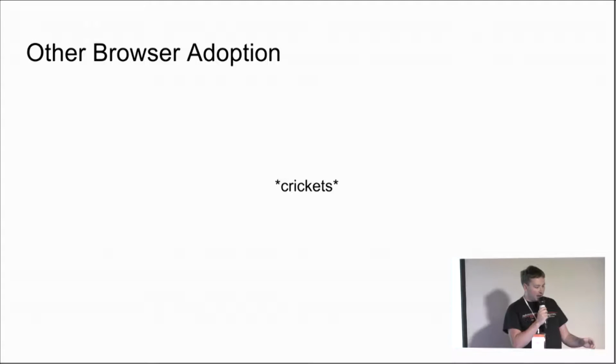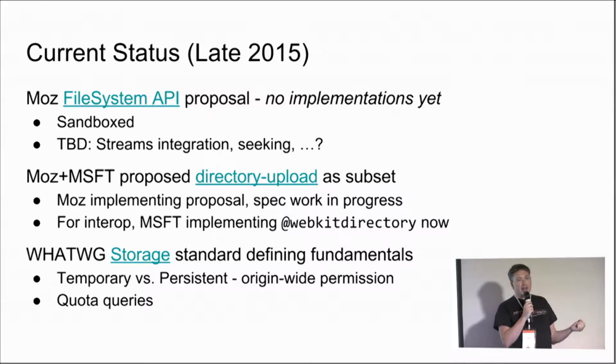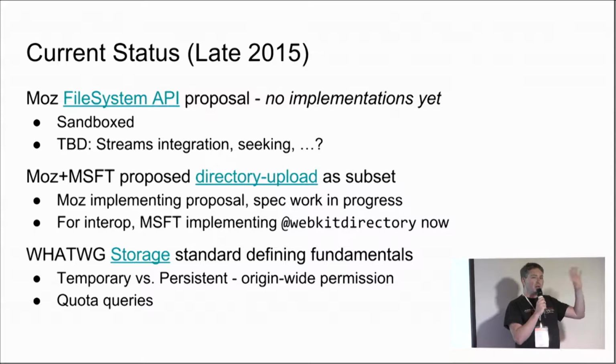So what's the current status? Well, it's still pretty grim. Mozilla has an alternate file system API proposal. It's much cleaner than what was in Chrome. It's more modern, but there are no implementations of it yet. It does support sandboxed file systems, but it's missing things like integration with streaming. One of the higher priority use cases is that directory upload case. So Mozilla and Microsoft carved off part of the spec as a directory upload standard. Mozilla started implementing it. Microsoft, interop was so important for them, that they actually went ahead and implemented the WebKit prefixed version that's in Chrome today, even though they weren't so happy with it. We've also started carving off portions of what was built into file system, like temporary and persistent storage, as part of a separate standard so that it can underlie all storage APIs.